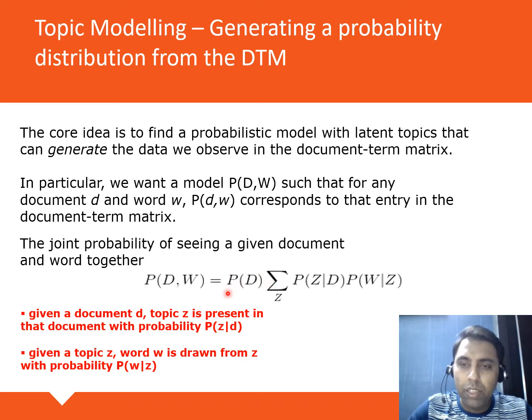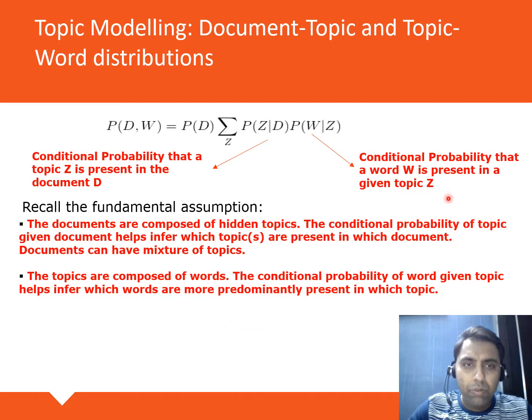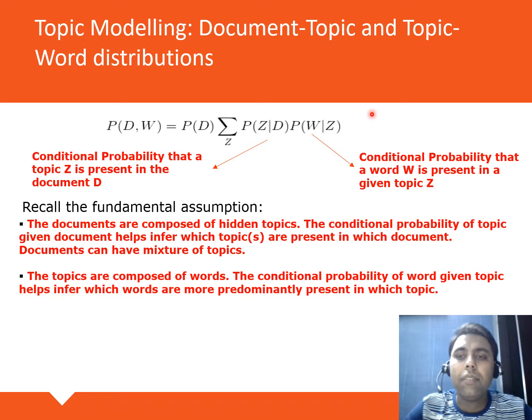We will not be bothered much about this, neither is this quantity going to help us in defining the topics. What we will be bothered about are these two conditional probabilities within the summation, and for the right reason. So let's look at how we interpret these conditional probabilities.